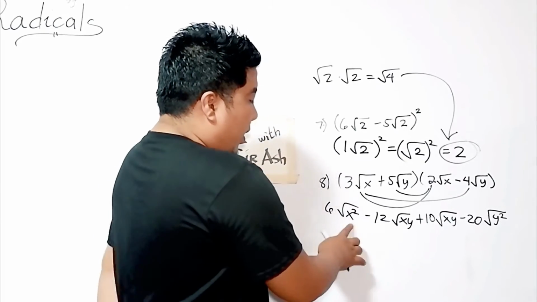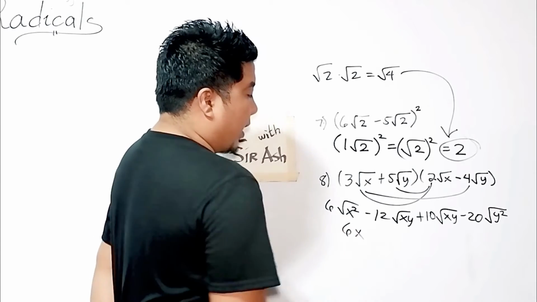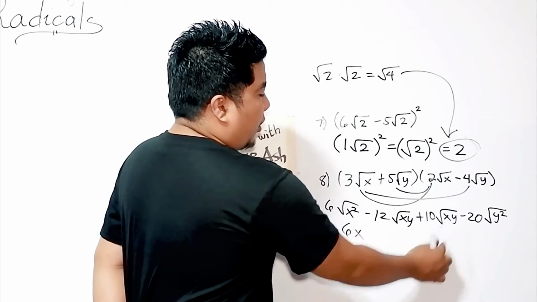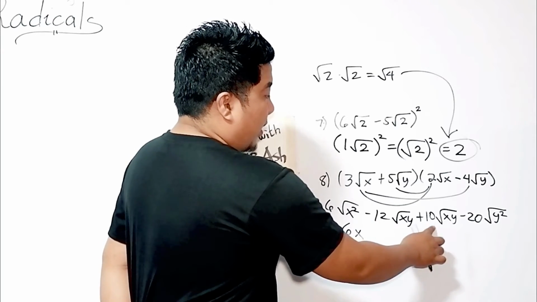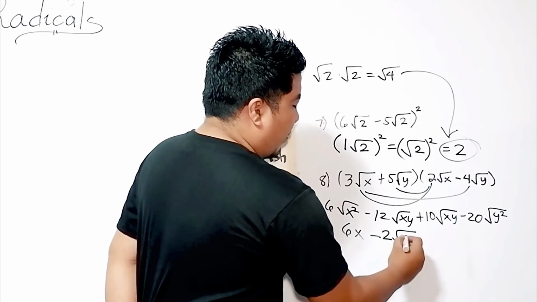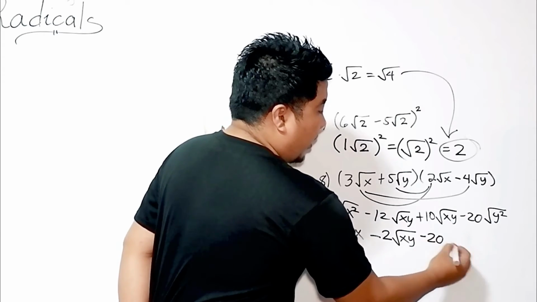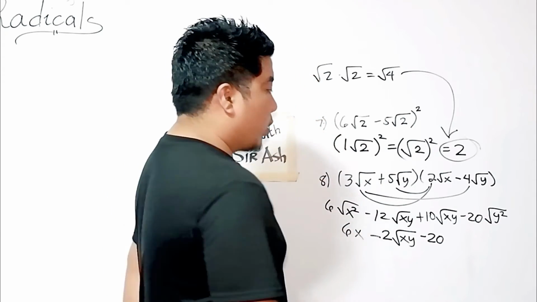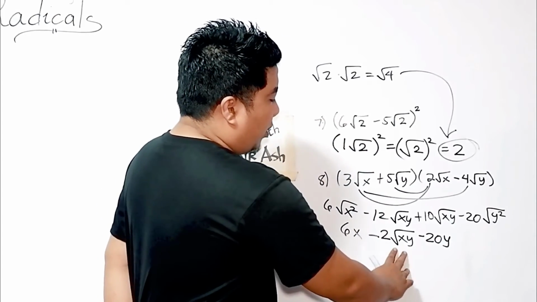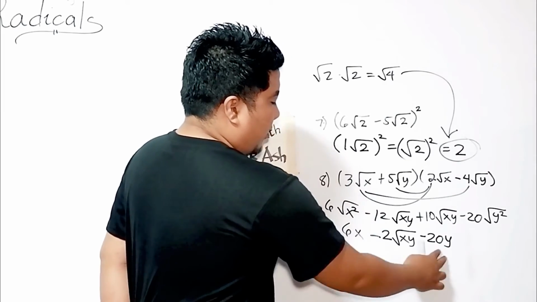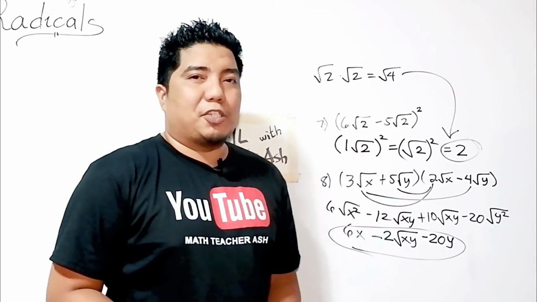Now we will simplify. The square root of x squared is a perfect square, so this will become x, so that will give us 6x. Now, as you can see, our second term and our third term, they have the same radicand, so we can simplify them. Negative 12 plus 10, that is negative 2. We copy the xy. And finally, we have negative 20 square root of y squared, that is a perfect square, and that is y. So, if you check your first term, your second term, and your third term, they are not the same terms, they are unlike terms, and this will be your final answer.